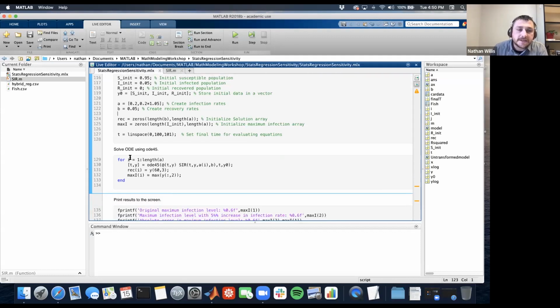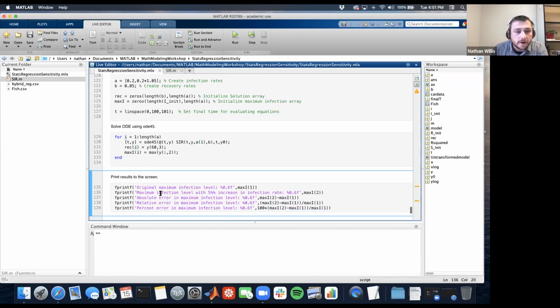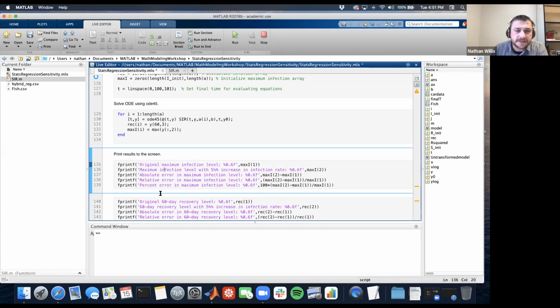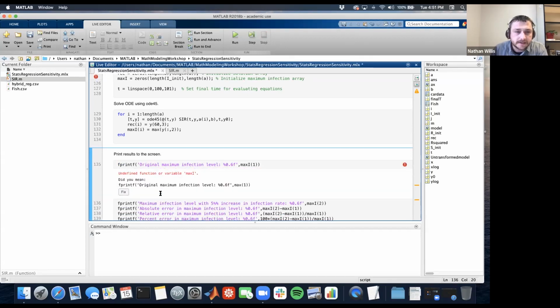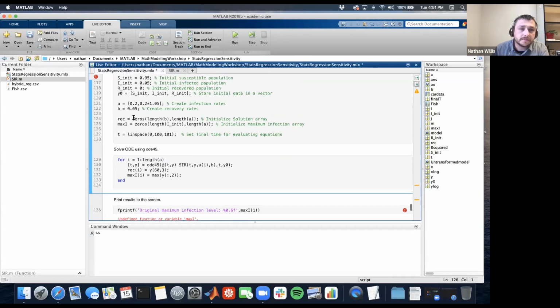And very similar, except now we're storing these both at the same time. So I get my solution vector, I go to time 60, and I go to 3 because that's the recovered population. I save it here. And I go to location 2 of all times, and I take the maximum, and that's the maximum over the time. All right. Okay. So again, we're just going to print these to the screen, in plain text. Need to run this cell first, excuse me.